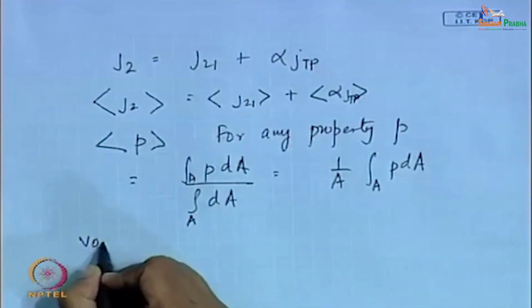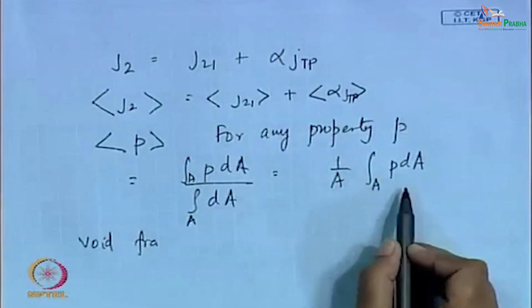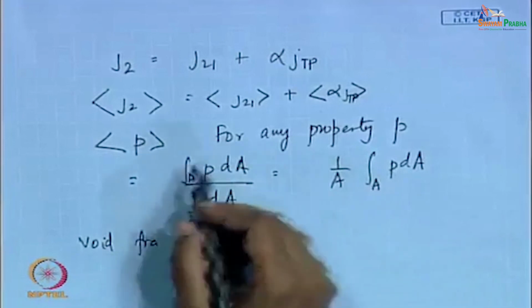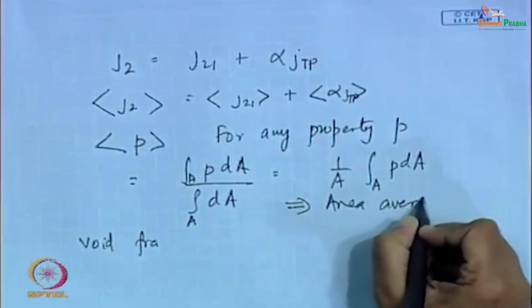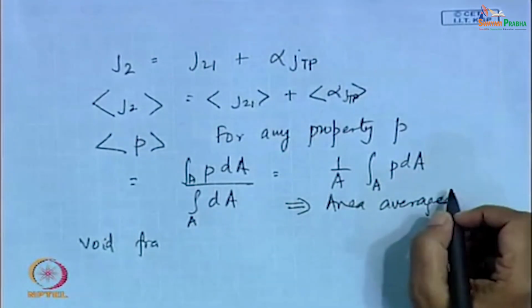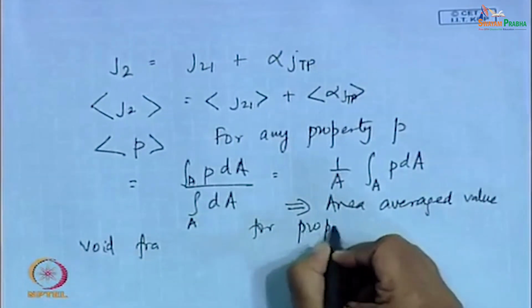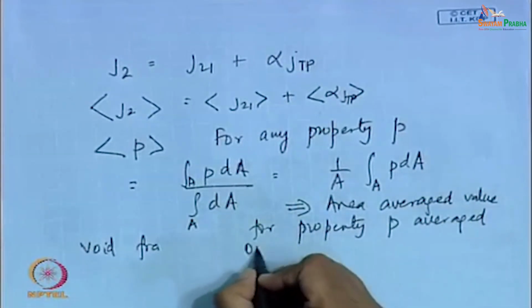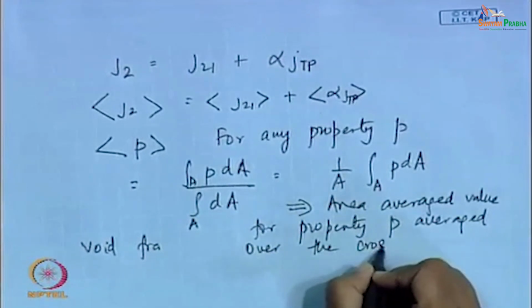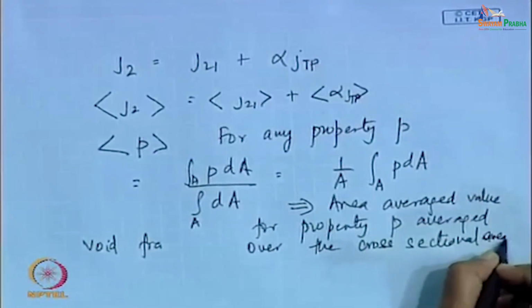And for the void fraction, there are two terms. One is, since for single phase flow this is a sufficient definition, the area averaged value for any property P, averaged over the entire cross sectional area.